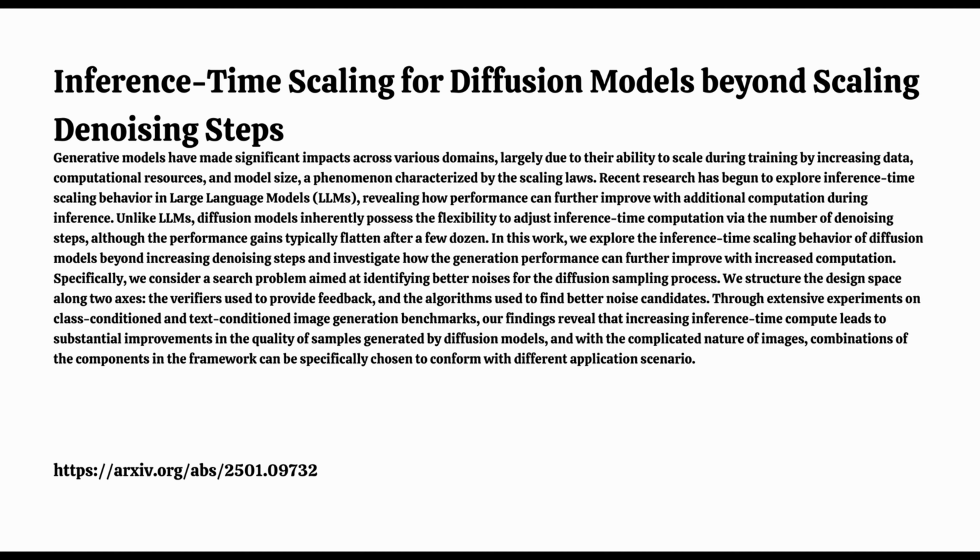Wait, so you're saying that a smaller model can actually be better than a larger one simply by investing more time in finding that perfect noise? It highlights the importance of not just focusing on model size, but also on how we use those models efficiently. This research really challenges the idea that bigger is always better when it comes to AI. This is already blowing my mind, and we're just scratching the surface. I'm eager to delve deeper into these algorithms, these verifiers, and how they all work together to achieve these amazing results.